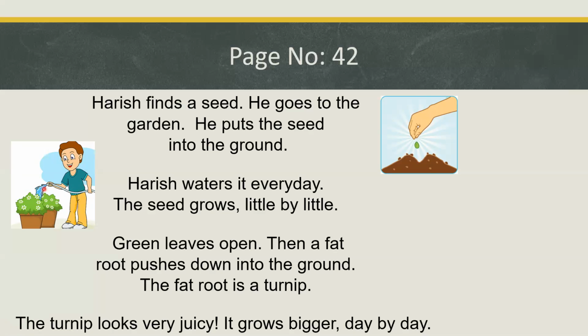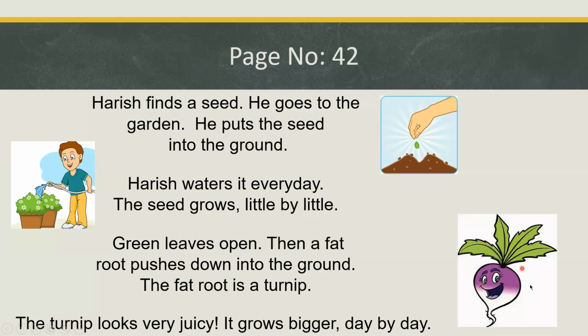But he took care of the seed. Every day he was watering the seed, and day by day the seed started growing little by little. Green leaves open, then a fat root pushes down into the ground. The fat root is a turnip.